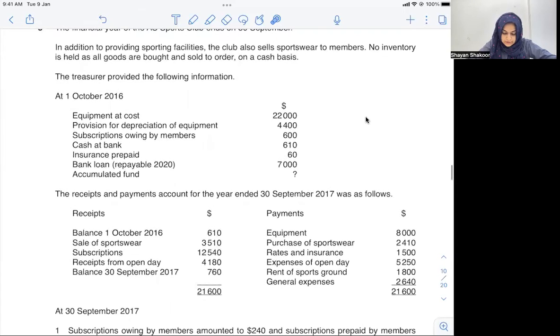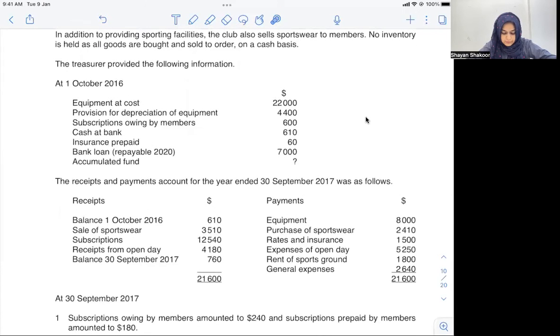So the information that they're giving here is the balances at start. So they're giving you equipment. The cost of equipment is 22,000. The depreciation on equipment is 4,400. The subscriptions owing by members is 600. The cash at bank is 610.